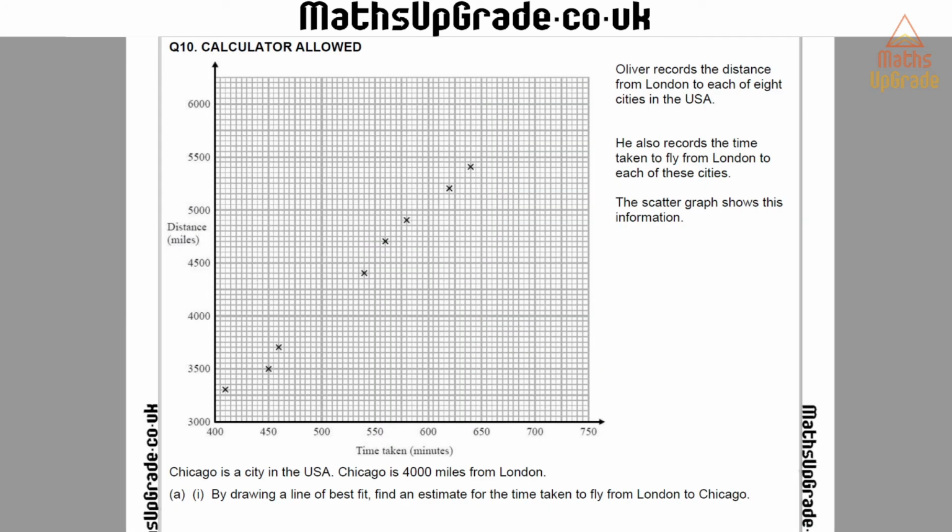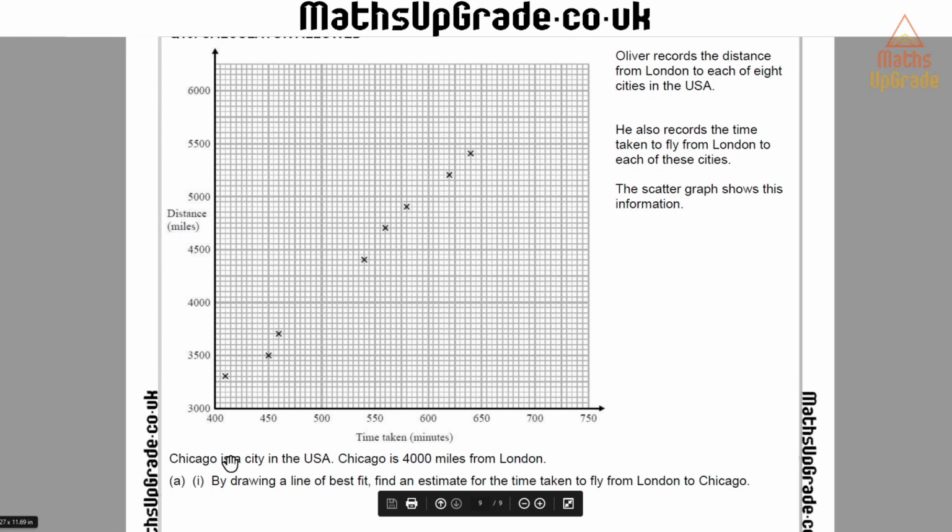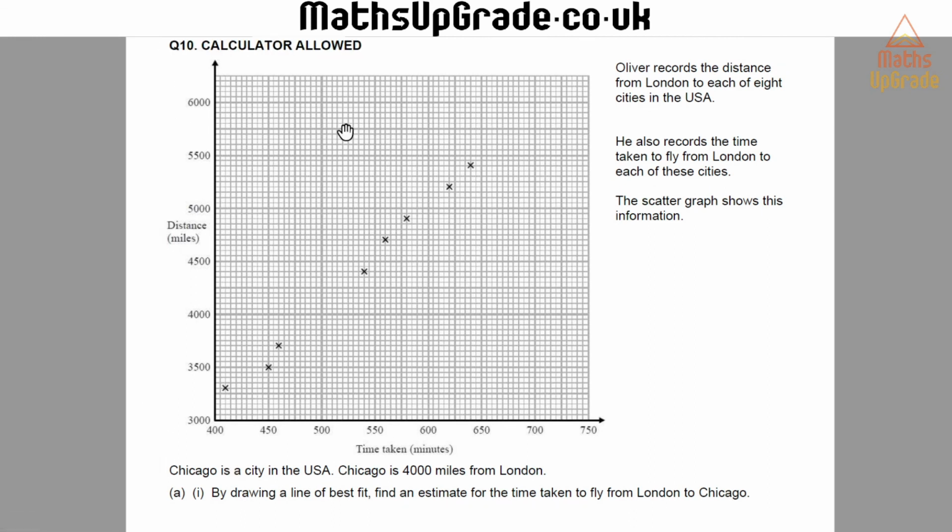Question 10. Oliver's recorded the distance from London to 8 different cities. He also records the time taken to fly to each of the cities, and the scatter diagram shows that information. So we're told that Chicago is 4,000 miles from London. By drawing a line of best fit, we need to estimate the time taken from London to Chicago. So let's draw a line of best fit first.